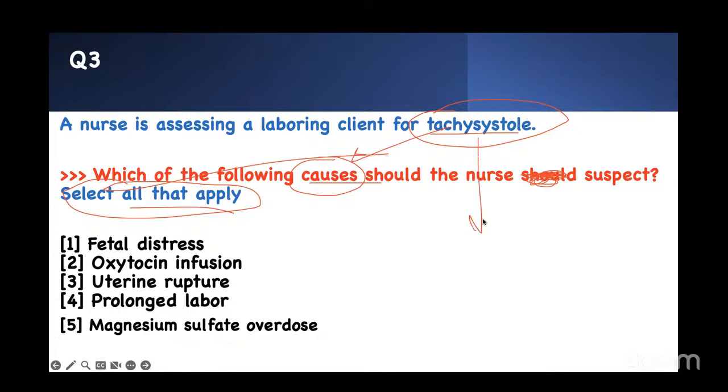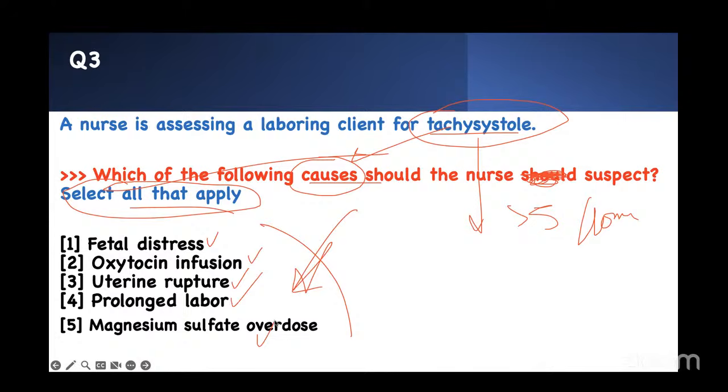What is tachysystole? That means the contraction is more than what is expected. You're contracting at least more than 5 in 10 minutes. Therefore, if this is what is happening, which of these do you think can cause tachysystole? What do you think? If you know the answer, you can put it. But which of these information can cause tachysystole? Is it fetal distress, Pitocin infusion, uterine rupture, prolonged labor, magnesium sulfate overdose? Think about the question carefully and think about what is happening.